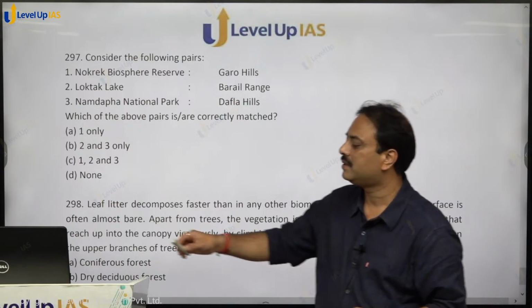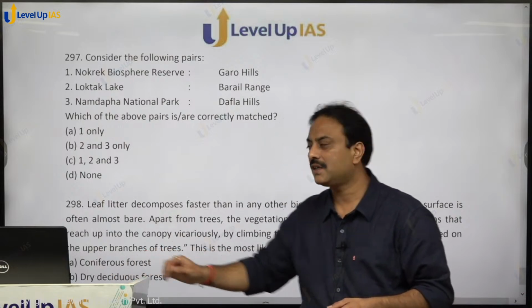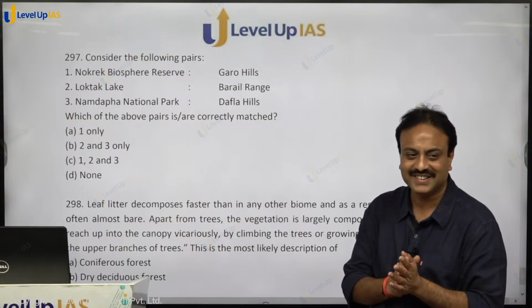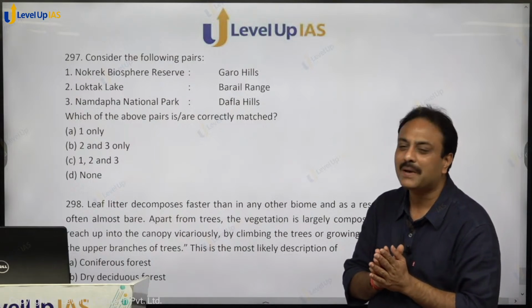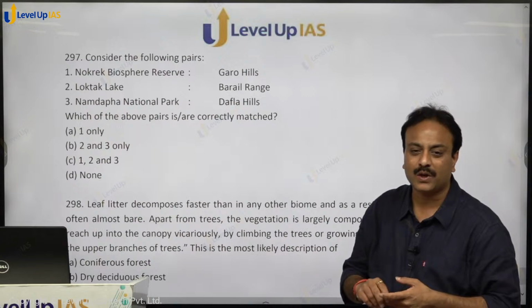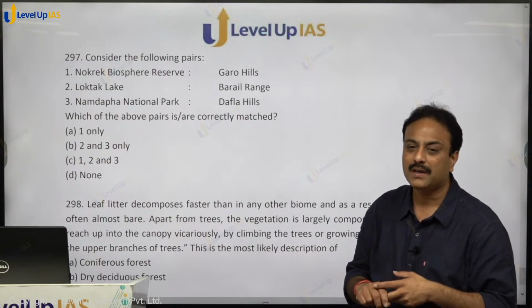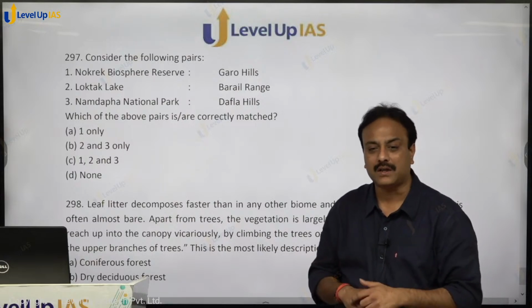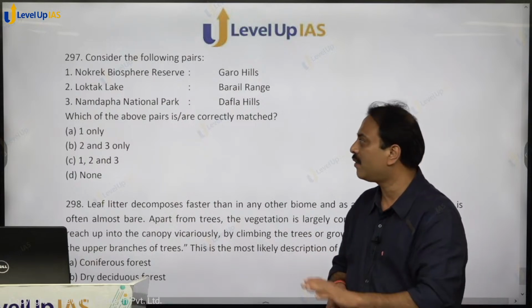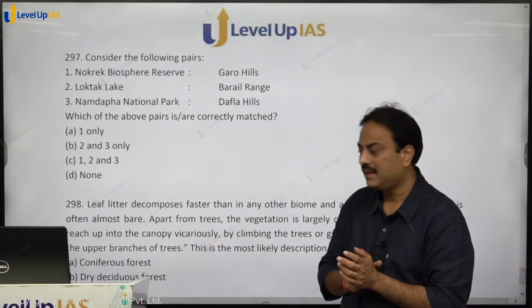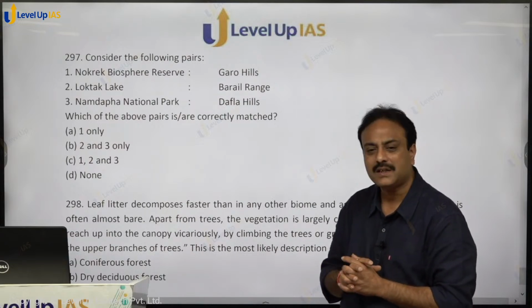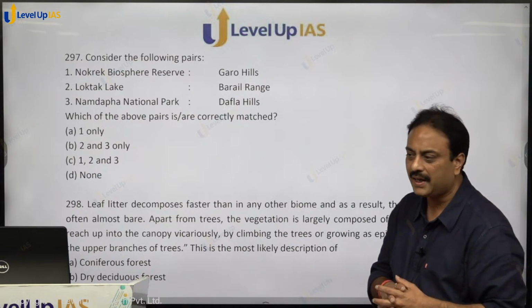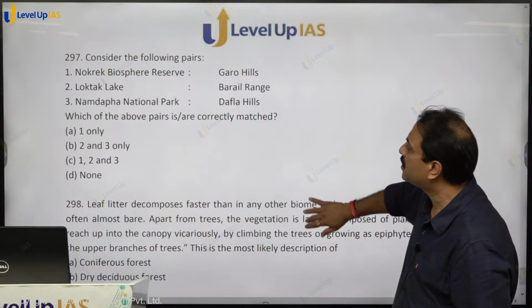Namdapha National Park, Arunachal Pradesh. Dafla Hills, Arunachal. So it should match. Namdapha National Park is on the easternmost side of Arunachal, close to the border of Myanmar, and Dafla Hills is on the western side, close to the border with Bhutan. Right? So both are in Arunachal, but still they are not the same. So the first is correctly matched, 2 and 3 are incorrectly matched. So 1 only, option A for apple, shall be the right answer to this particular question.